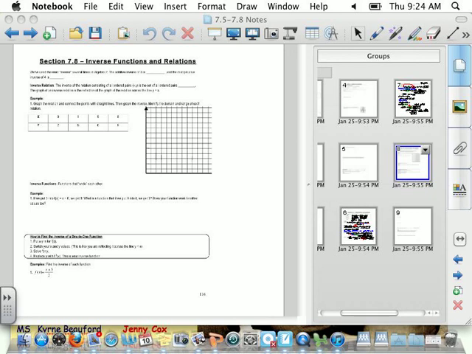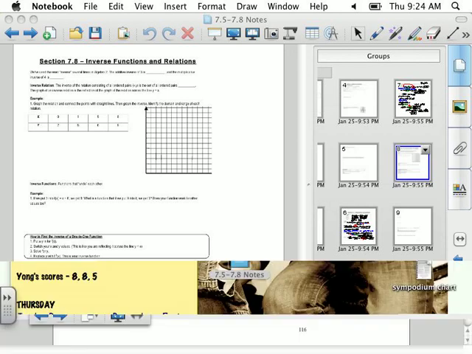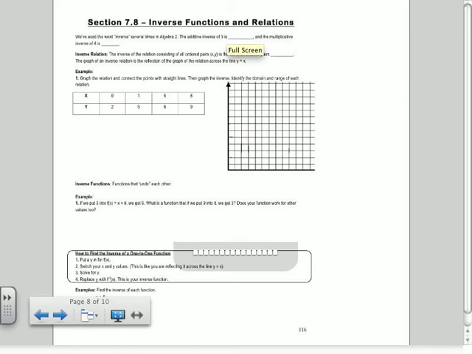Okay, we're going to do 7.8, which is inverse functions and relations. It says we've used the word inverse several times in Algebra 2. You guys can see this on your paper.